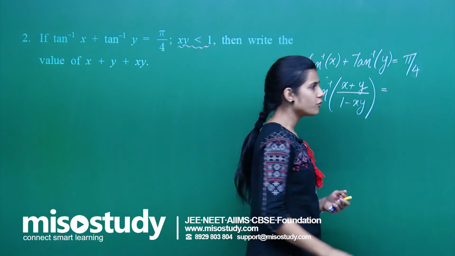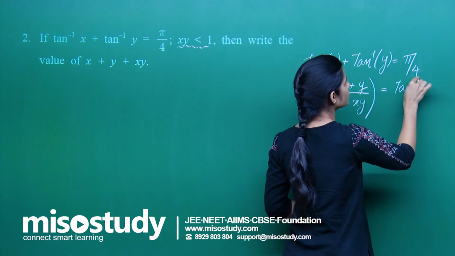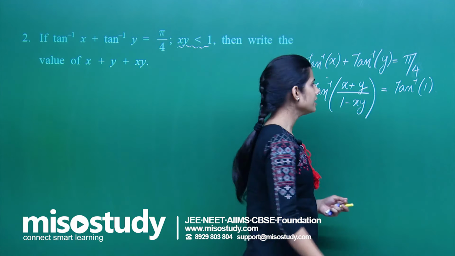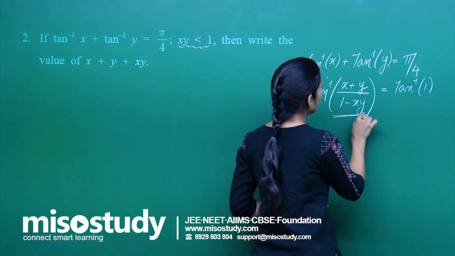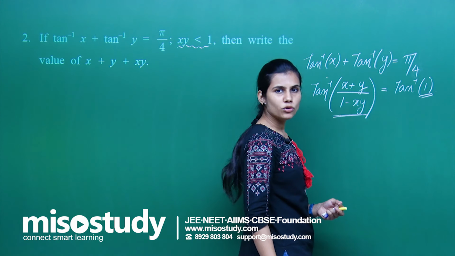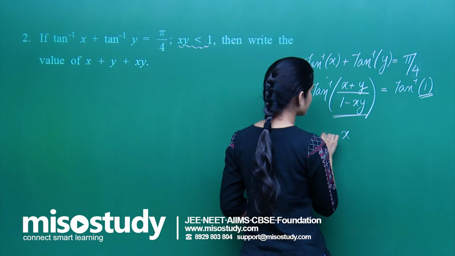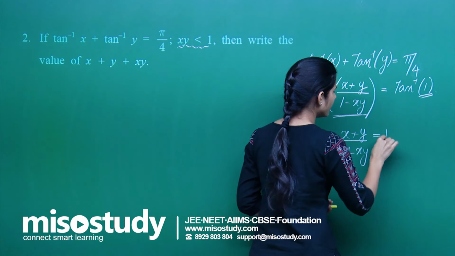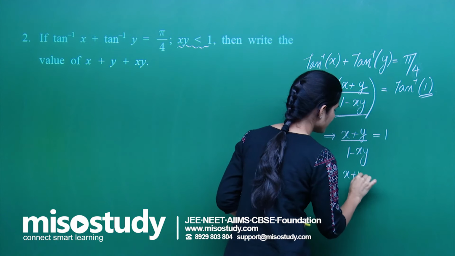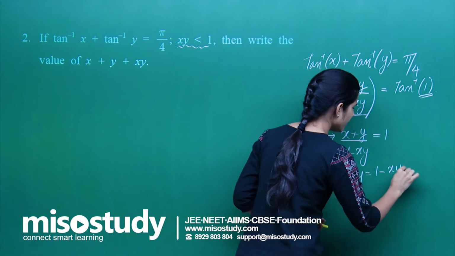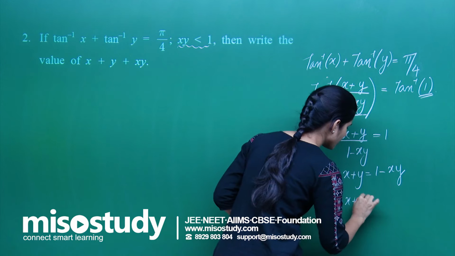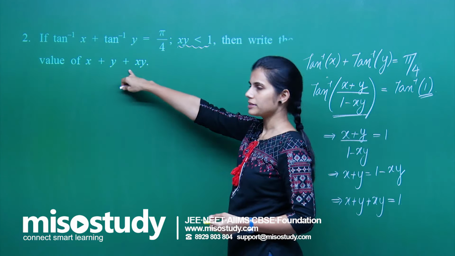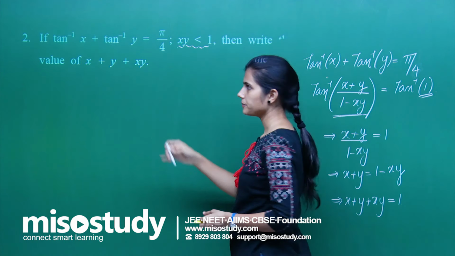How can I write pi by 4? Pi by 4 can be written as tan inverse 1, isn't it? Tan inverse 1 is pi by 4 because tan pi by 4 is 1. So tan inverse of an angle is equal to tan inverse of the other angle. When we know tan inverse is an injective function, means that x plus y upon 1 minus xy is 1, which implies x plus y equals 1 minus xy, which implies x plus y plus xy is 1, and hence the value of x plus y plus xy is coming out to be equal to 1.